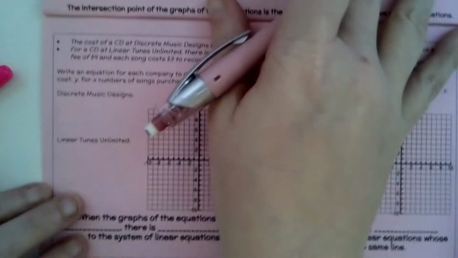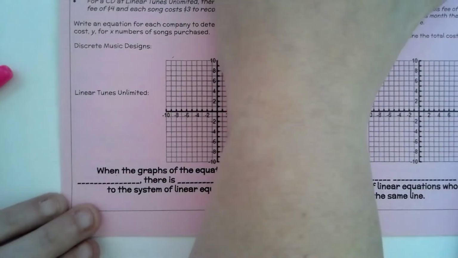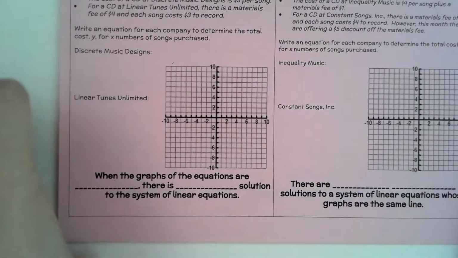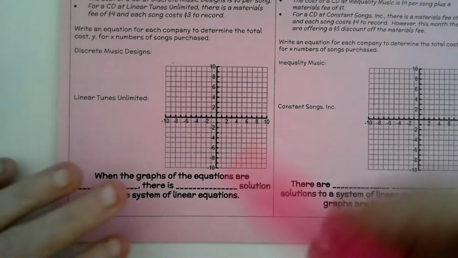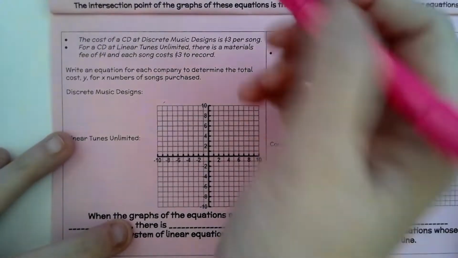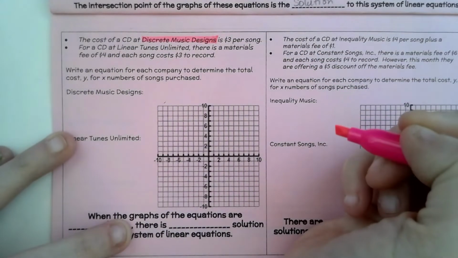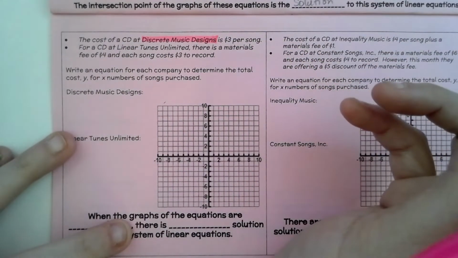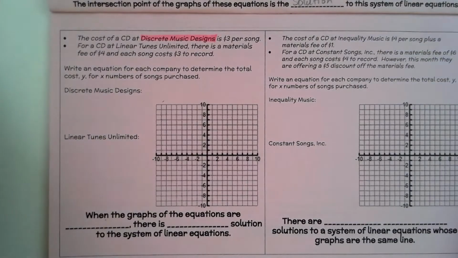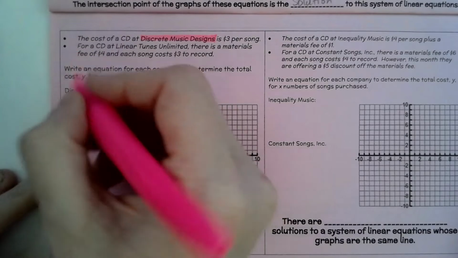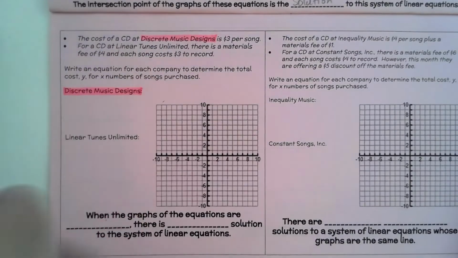Now let's go down here and look at what this one is. We'll see if we can figure this out. Now we have two different companies. Oh my gosh, we have Discrete Music Designs. The cost of a CD at Discrete Music Designs is $3 per song. I want you to write me an equation for this situation. We're just looking at Discrete right now. Write me an equation.